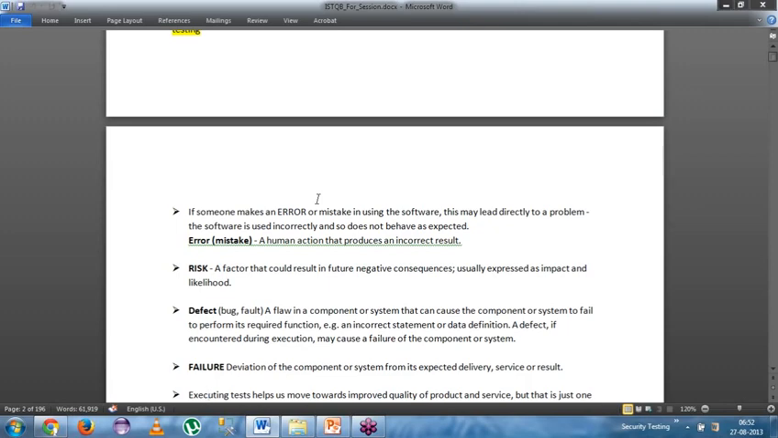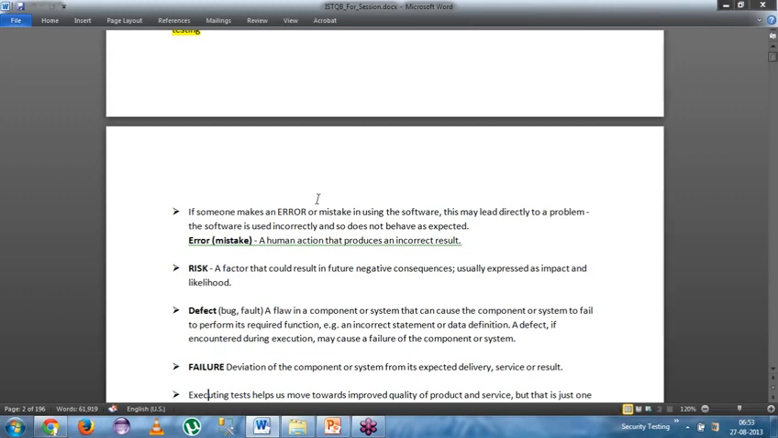It can be done from various perspectives. A person from design or from development, or a BA, business analyst, or a tester can contribute to an error. So a mistake, a human action that produces an incorrect result, is called an error or mistake. Let's be very clear: this is nothing to do with the defect, and nothing to do with the failure. Those are different terminologies.